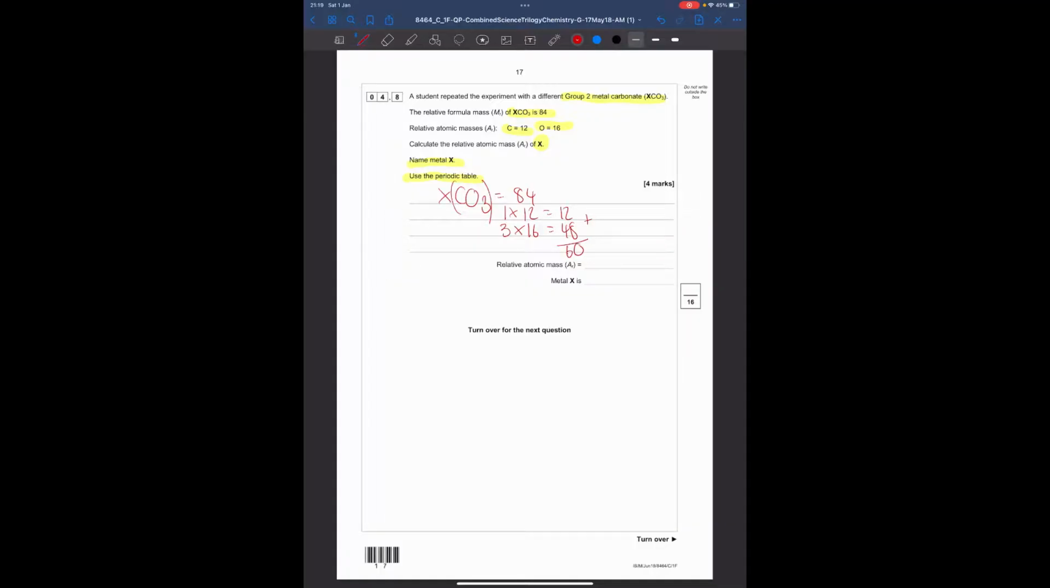So 60 out of the 84 is CO3. The difference then, so 84 minus 60 is going to equal 24, and that is the mass of element X. So the mass of element X is 24. We can then look at our periodic table to figure out what element it is, and it is magnesium. So that was a big question, question 4, 16 marks for it.